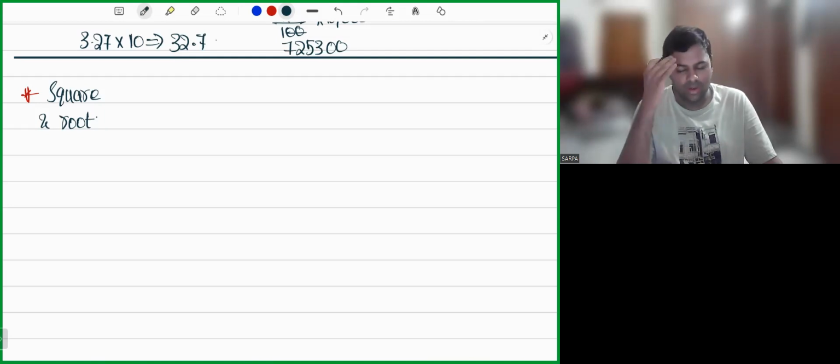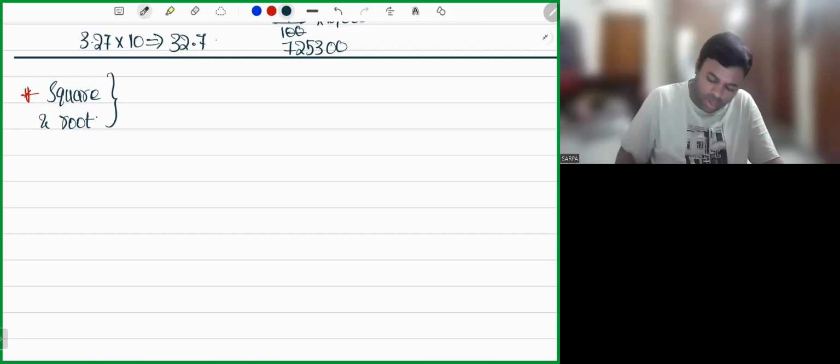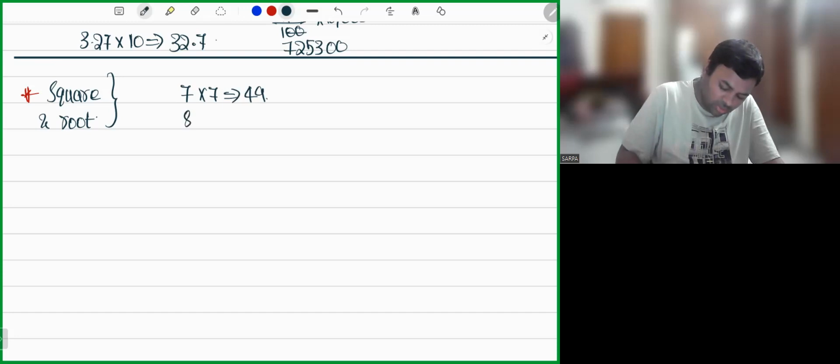Because people are always concerned about squaring on both sides and cubing on both sides. Okay, now see here, my dear friends, regarding squares and roots. I am having 7. 7 into 7. How will I write it? I'll write it as 49. 8 into 8. I'll write it as 64. Now, 10 into 10. I'll write it as 100. 9 into 9. I'll write it as 81.